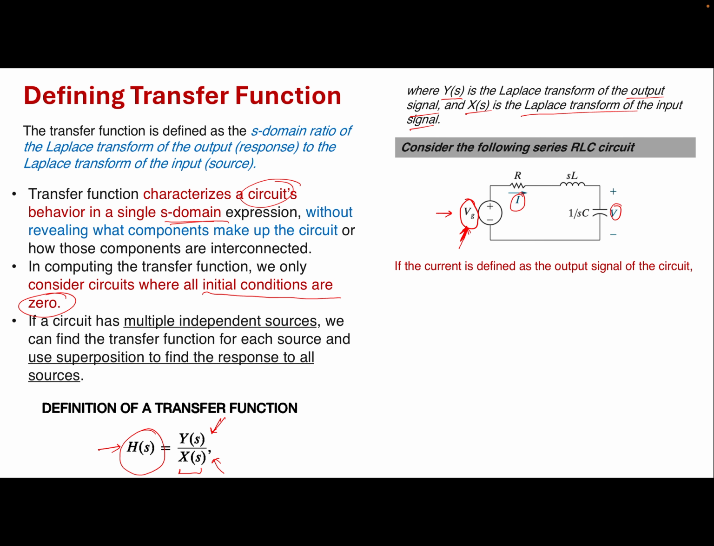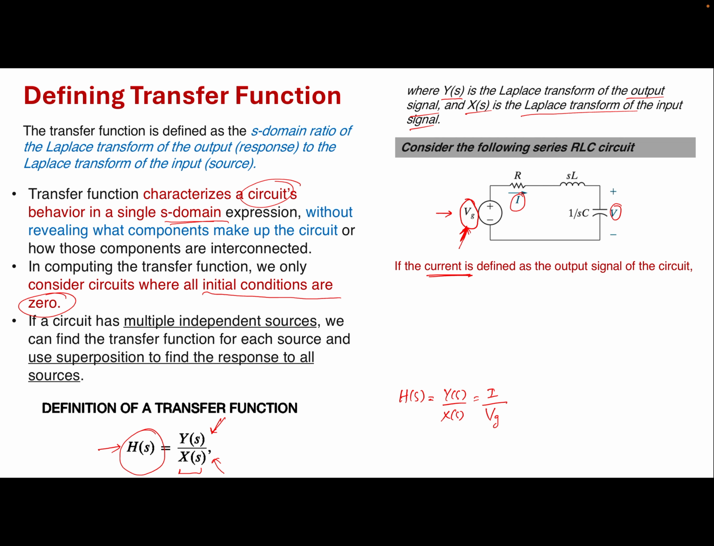Okay, so let's see. Your transfer function H(s) is Y(s) over X(s). So Y(s) is the current over here, which is I, and X(s) is the input Vg.